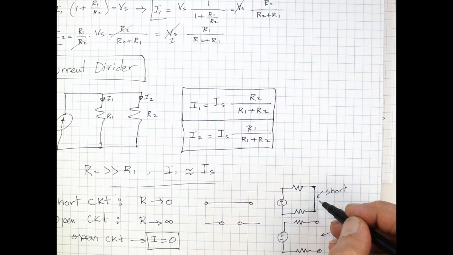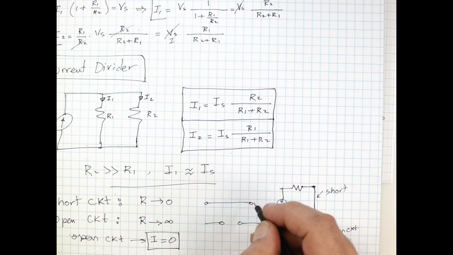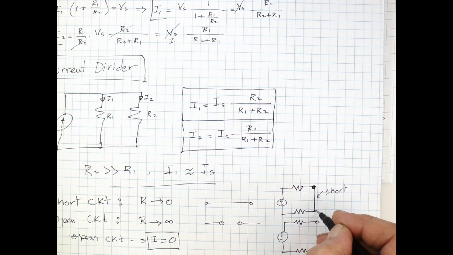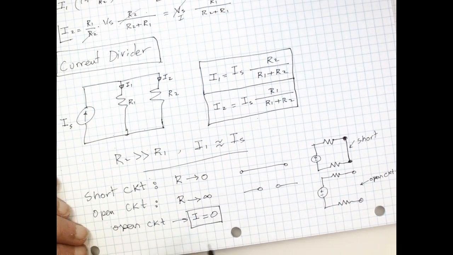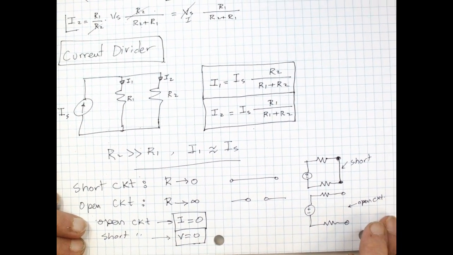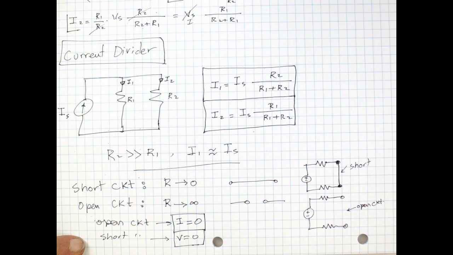In a short circuit, there's definitely going to be a current flowing through this short circuit. But if there's a resistance of zero between these two nodes, then according to Ohm's law, V is going to be 0 times I. So in a short circuit, we're going to have the voltage equal to 0. So these are important terminologies that you need to be familiar with. We're going to see them again later on: open circuit, short circuit.